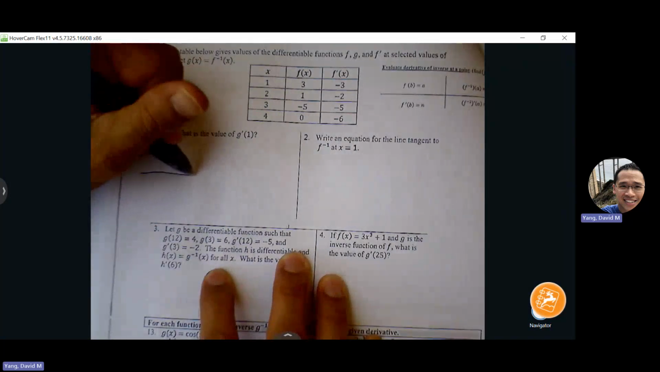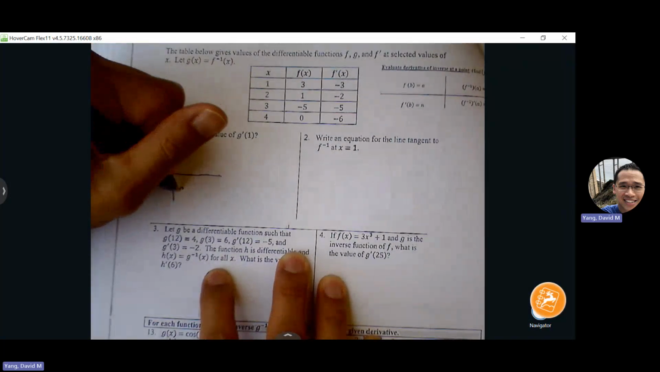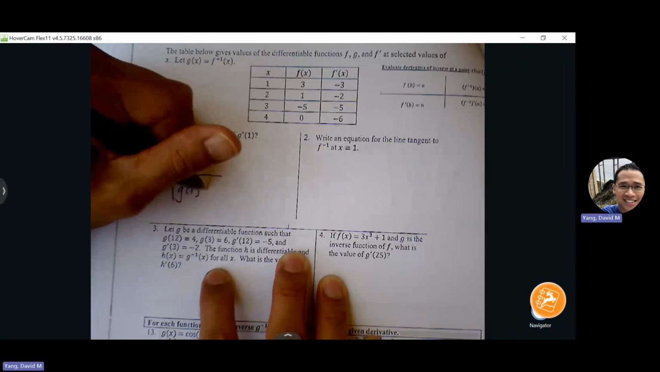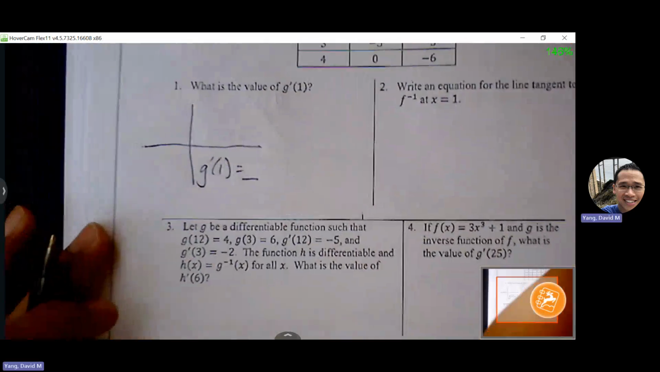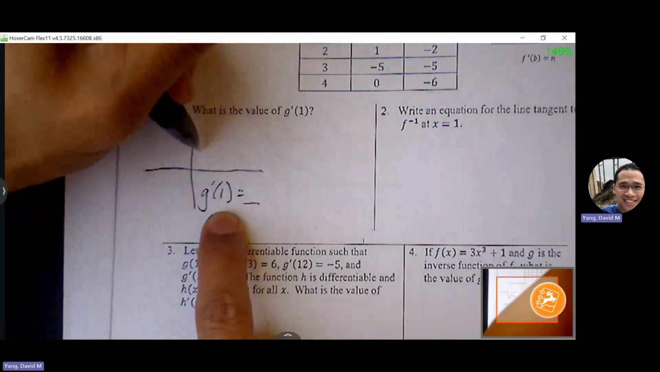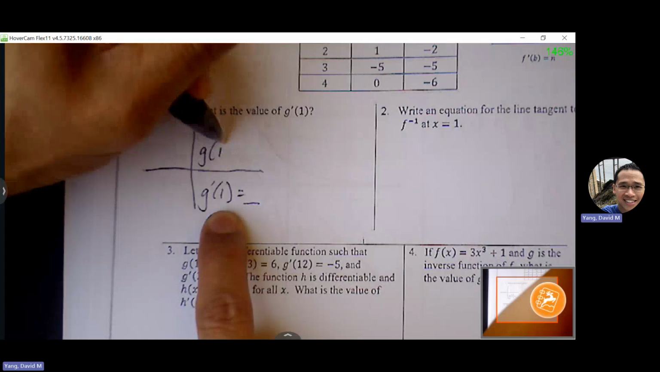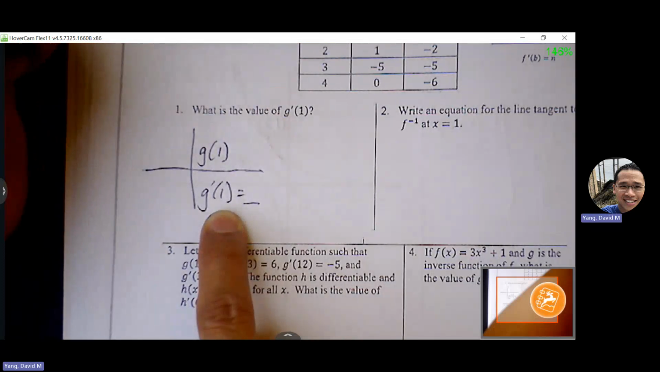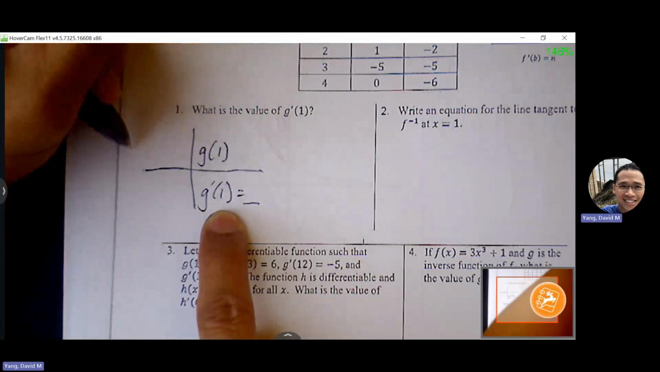So I'm going to just create my chart. I know I'm looking for g prime of 1. So I'm just going to work my way around, and by the time I make my way around, I'll have my answer. Without even looking at anything else, I know that 1 is the x value of my g function, which must mean that 1 is the what of my f function? Value. Yeah.